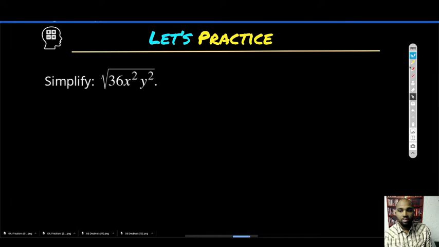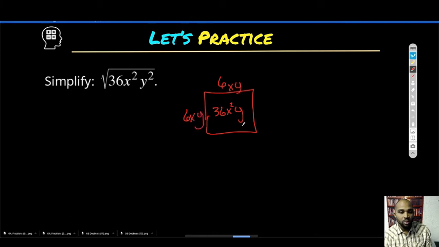All right, same thing here, but we have another piece that was added on, but it's still going to be the same idea. So if I drew a square and I took out each piece, I said 36, well, that'd be 6 times 6. Well, how do I get the x squared? Well, we've done that many times at this point. It's going to be x times x to give me that x squared. And what about the y squared? Well, I need a y times a y. So what is the square root of 36x squared times y squared?